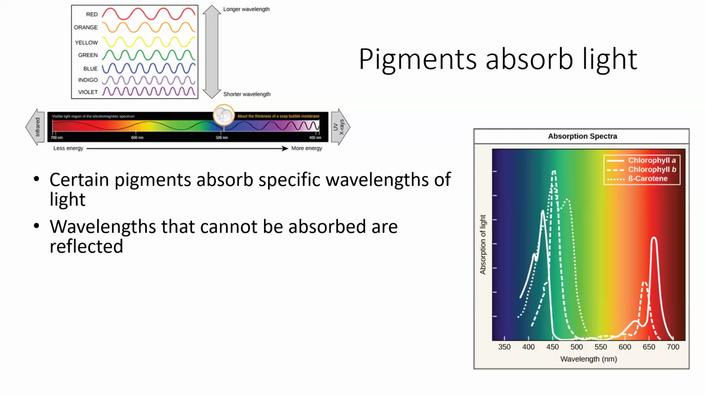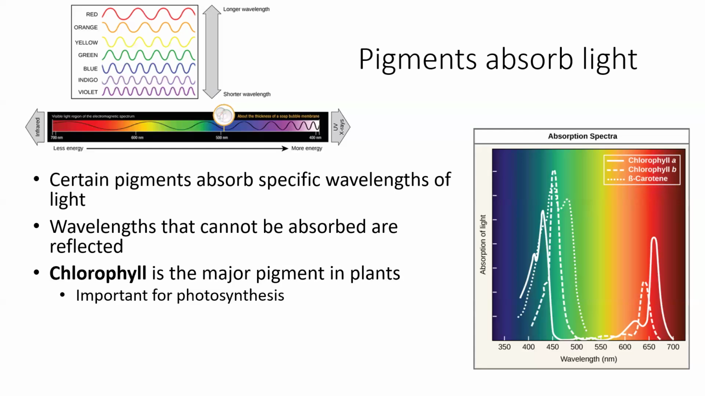If blue and red are being absorbed, that means green is being reflected, which is what we see in plants. We tend to see plants as green because that's what's reflected. So chlorophyll is the major pigment in plants. It is critical for photosynthesis. This is how plants capture that solar energy.